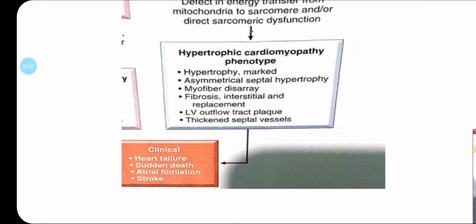In the clinical outcome, the patient may develop symptoms of heart failure, or may undergo sudden cardiac death, or there may be atrial fibrillation due to enlargement of the atrium, and there may be stroke due to detachment of mural thrombi from their places, which lodge in different sites of the body and produce the stroke.